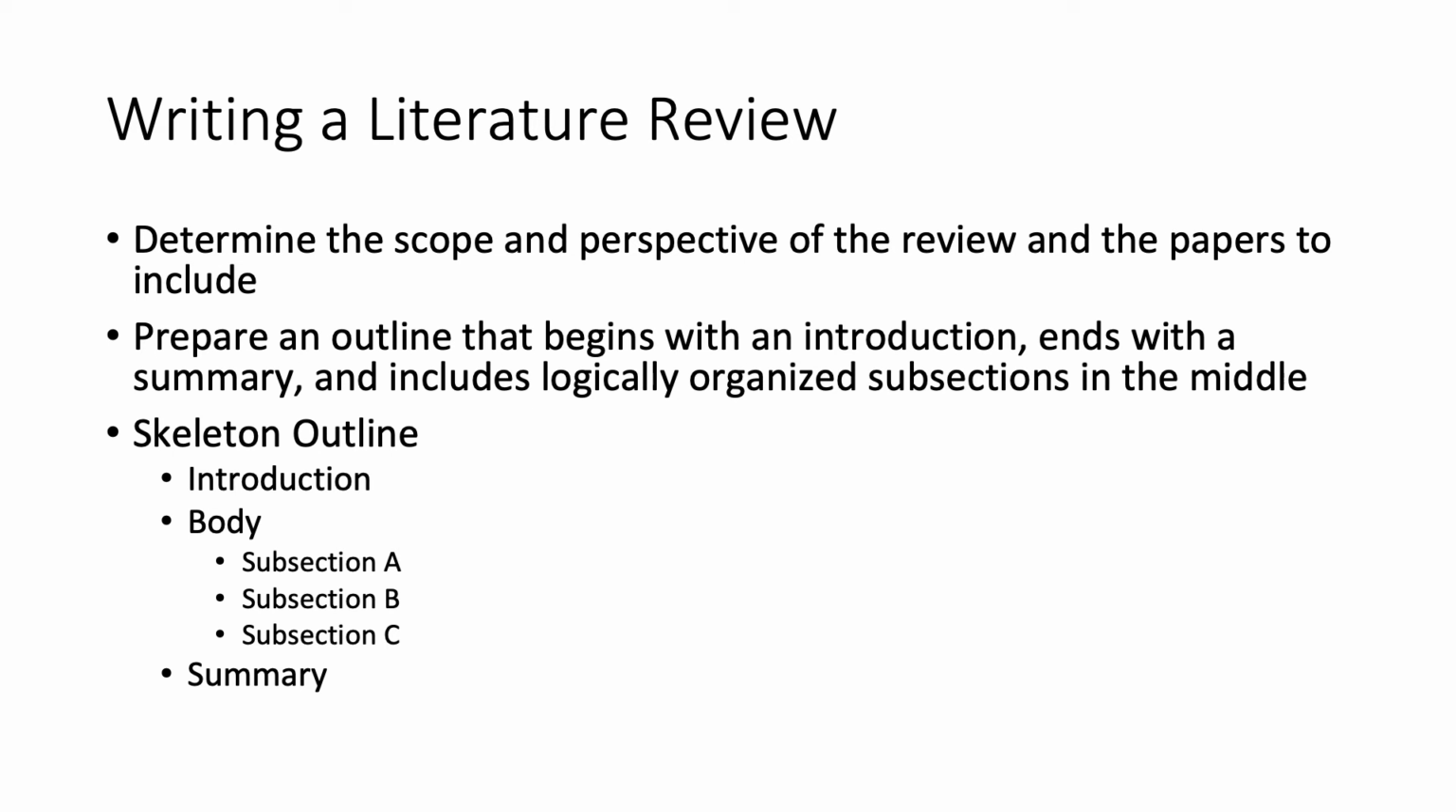With writing, you want to determine the scope and perspective of the review and the papers to include. So this is where you're doing your online searches and gathering all of the original research papers, and then reading them and picking the ones that you want to include or what you might exclude. Once you have that clear understanding of what you want to accomplish, the next step is preparing an outline.